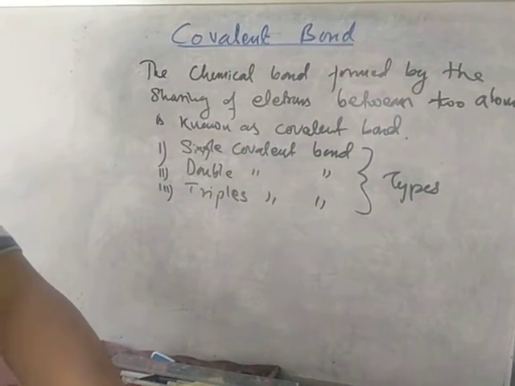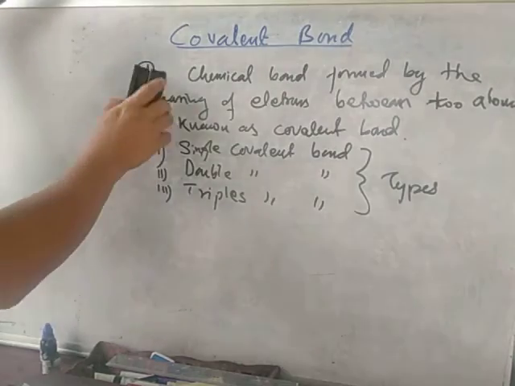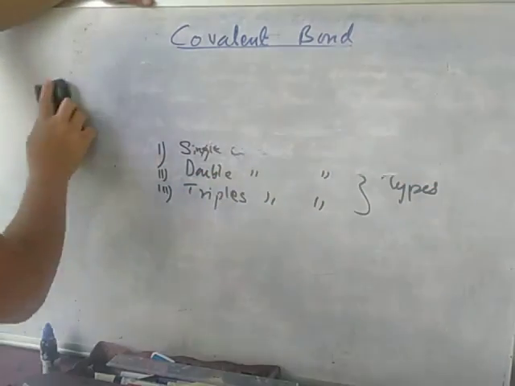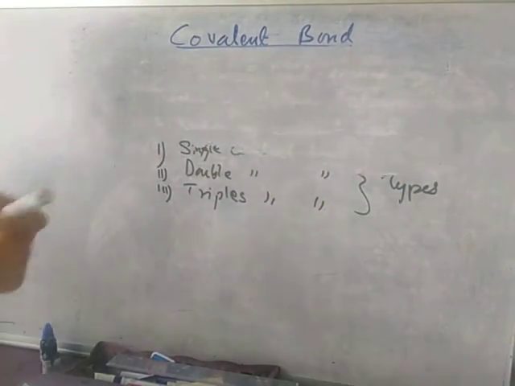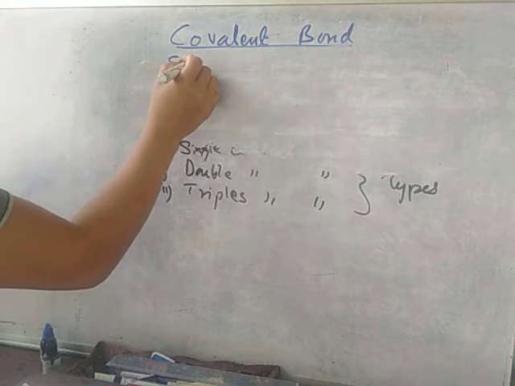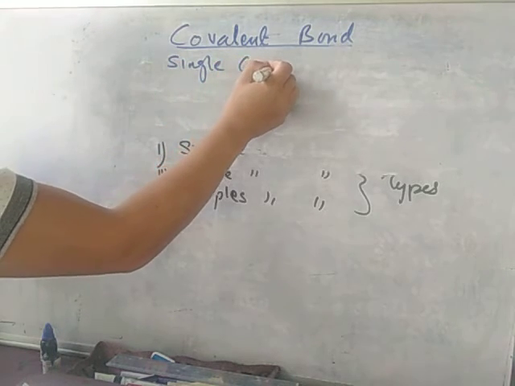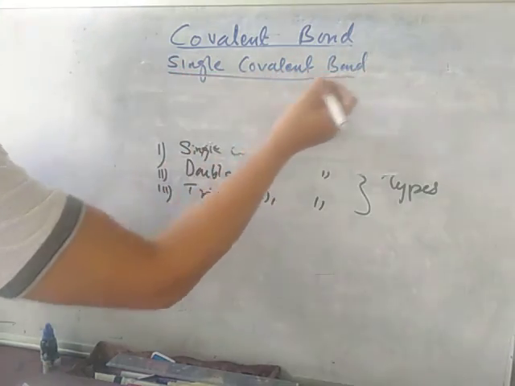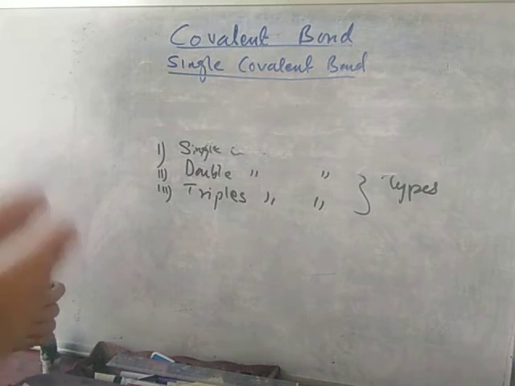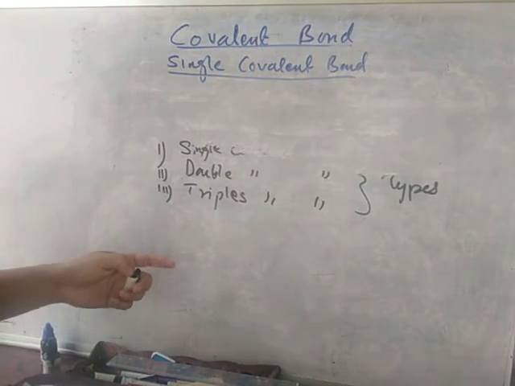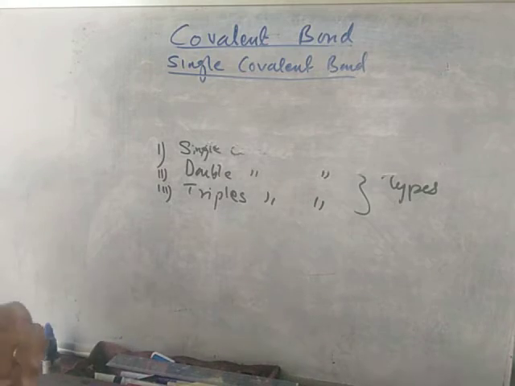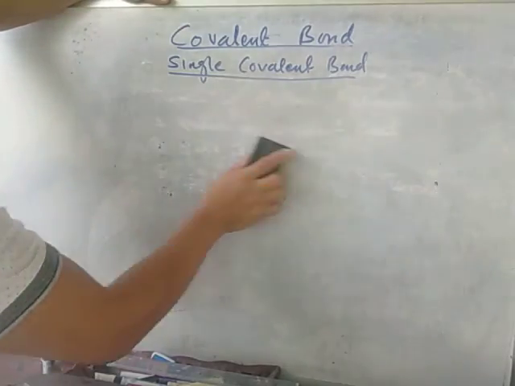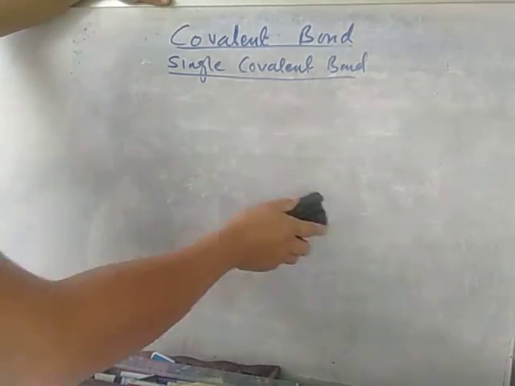So first one, single covalent bond. Single means by sharing one electron. Okay, double means by sharing two electrons. Triple means sharing three electrons. Okay, so nothing is that much hard. It's a simple topic. It's not a tough topic.